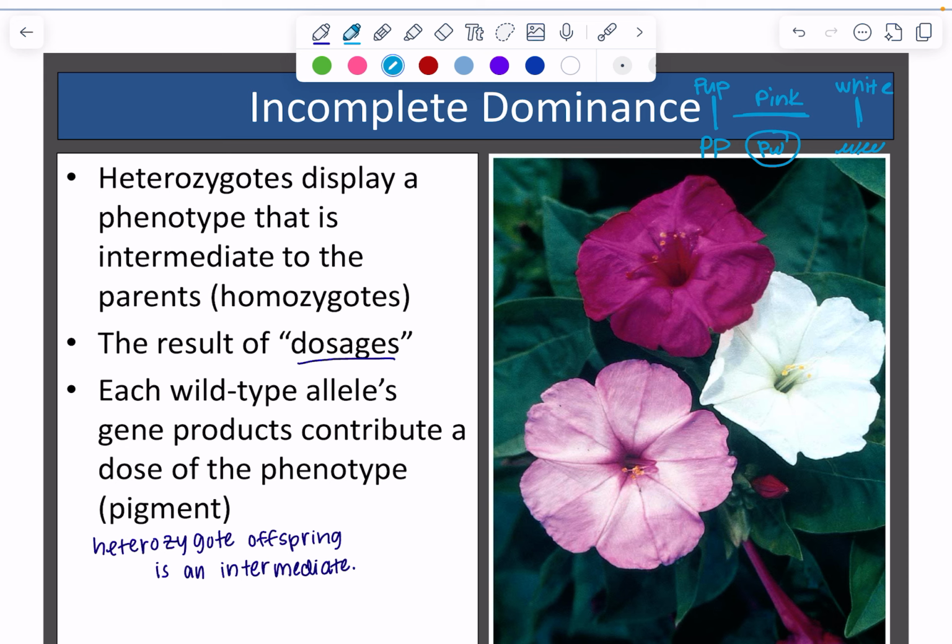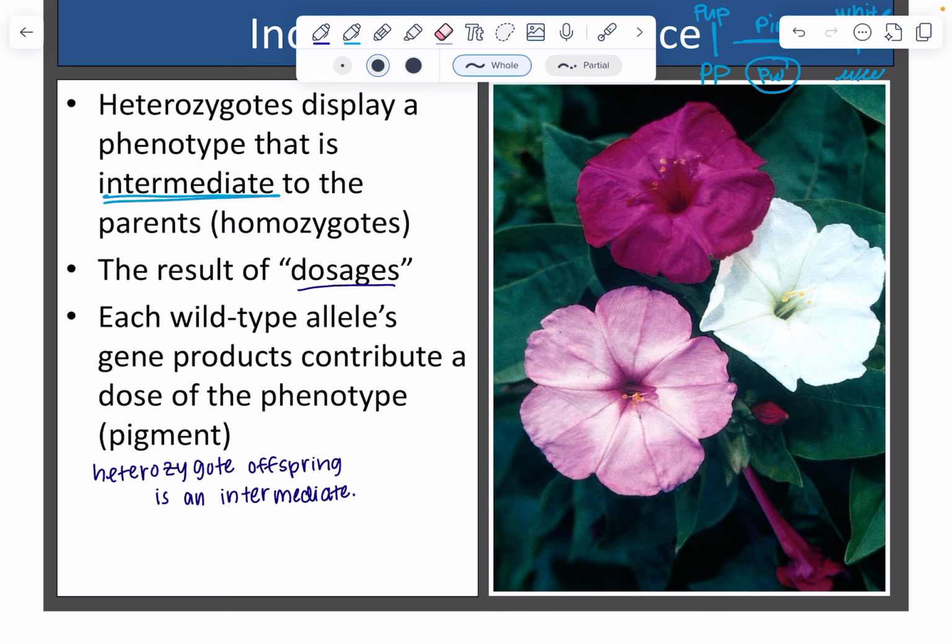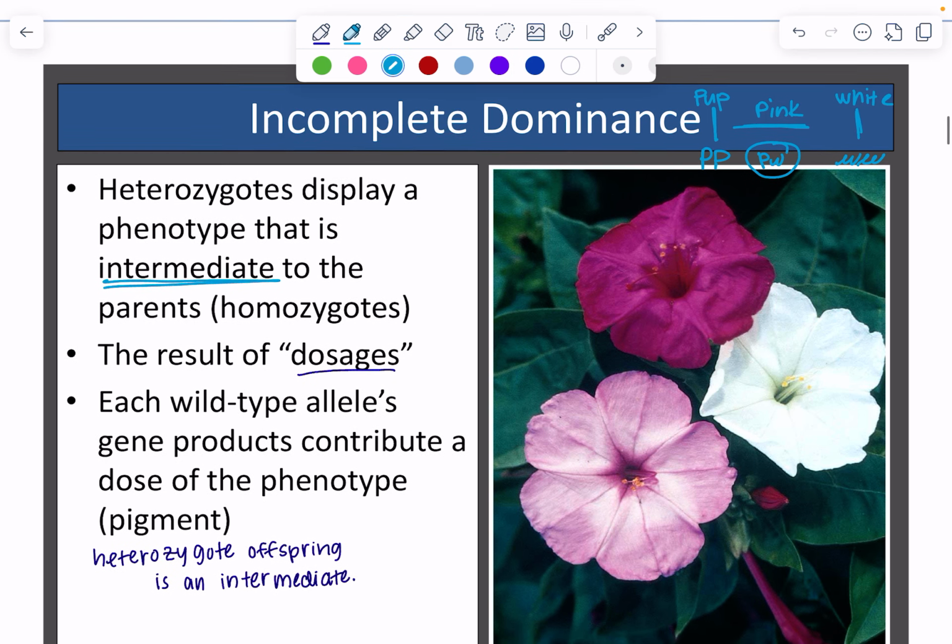And so you get an intermediate phenotype. Each wild type allele's gene product contributes a dose of the phenotype. We talked about this in another lecture, where you could have several different variations of a specific genotype. So with incomplete dominance, neither one is dominant over the other.